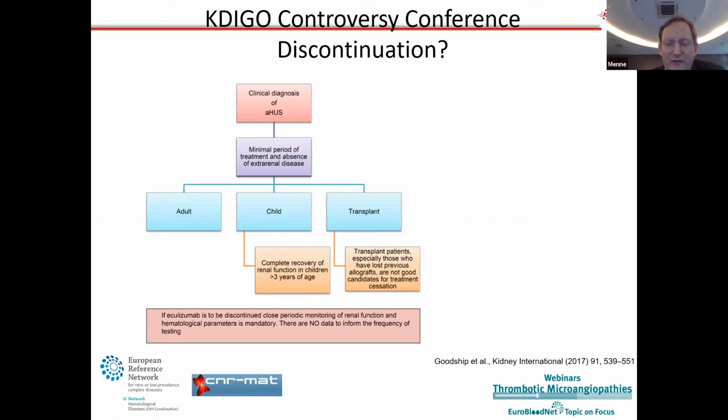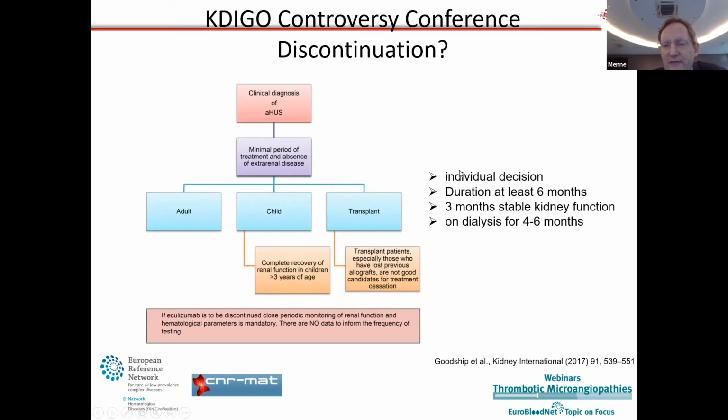Goodship was actually the first one who identified that complement factor H is the culprit of aHUS. So he is really one of the fathers of the diagnosis of aHUS. And there they made a differentiation between an adult patient, a child, or a transplanted patient. They said that for a child, you would want them to have already completely recovered their renal function and to be at least 3 years old before you consider it. In transplanted patients, they said you should be careful. And when you stop, you should monitor closely.